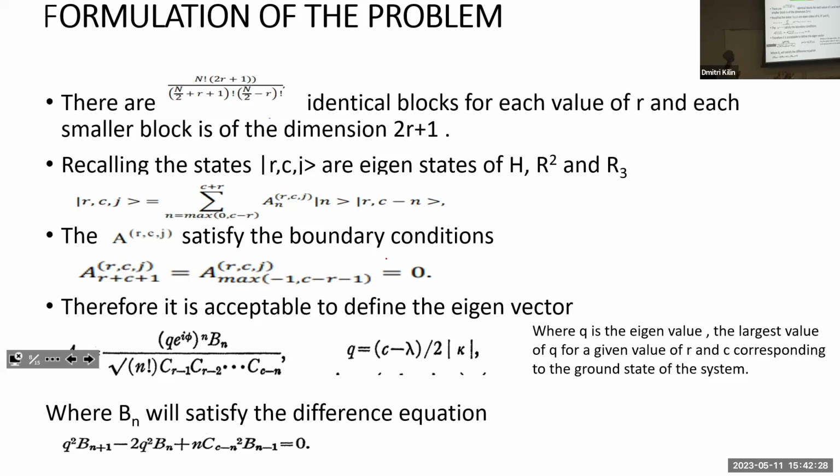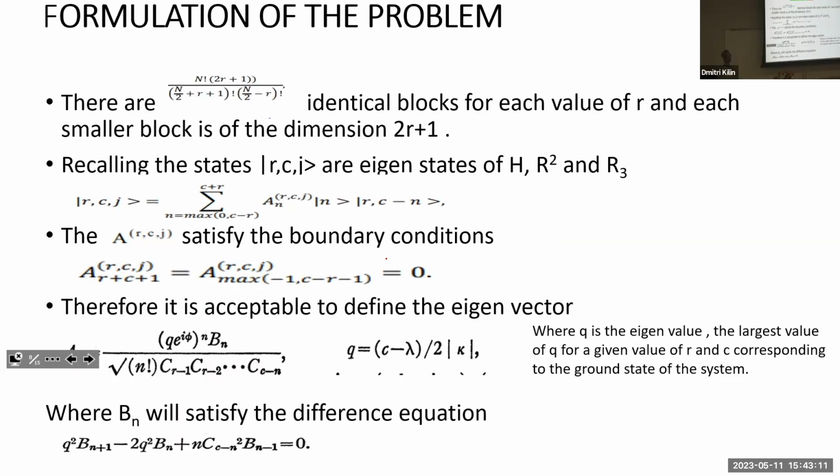But from what Travis explained, it was able to confirm this problem and get your eigenproblem to be this. Why your a_n, sorry, this is a_n, is from here. So it's acceptable to define your eigenvectors as this, where your q is your eigenvalue. So the largest value of q for a given value of r and c corresponds to the ground state of the system.